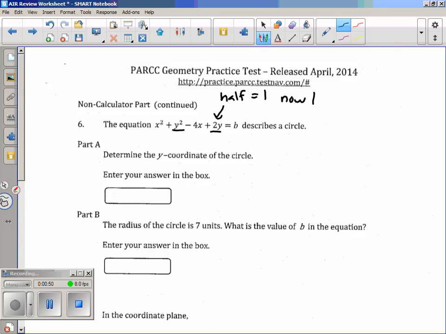Now, take that 1 and square it. That gives us 1. So on the left side we're going to add in 1. That means on the right side we also have to add 1. And this expression here is equivalent to y, and then the number we had, a positive 1, was the half: y plus 1 squared. So our y value is going to be negative 1.